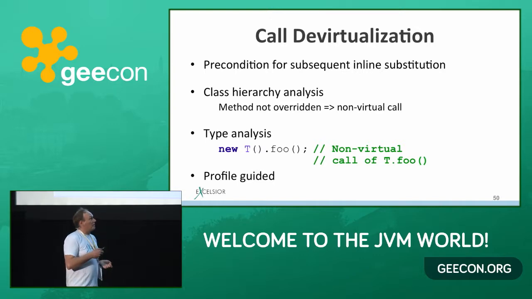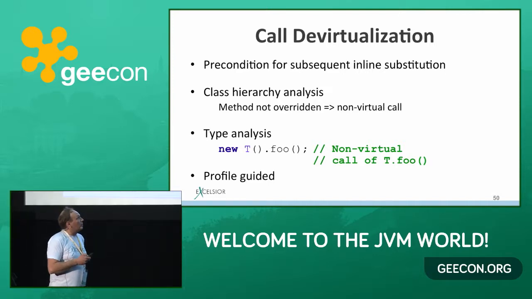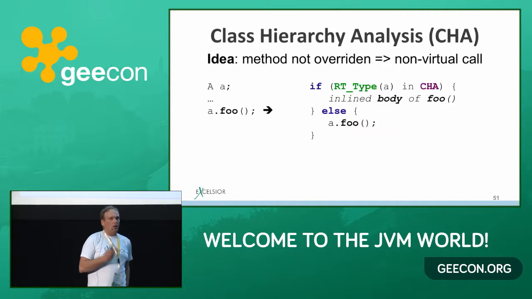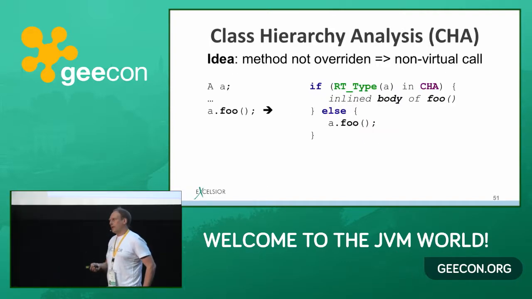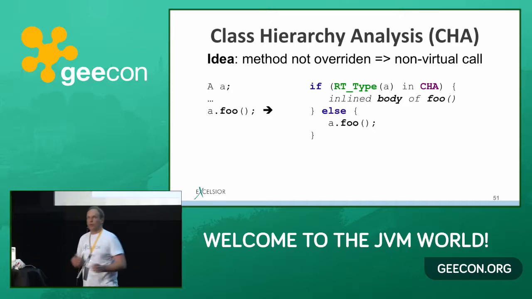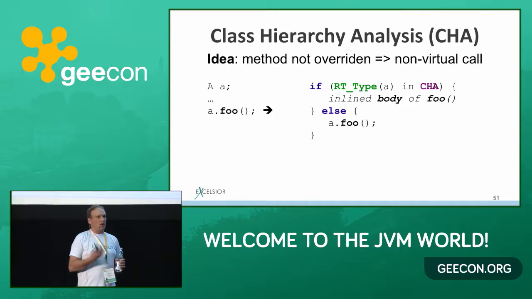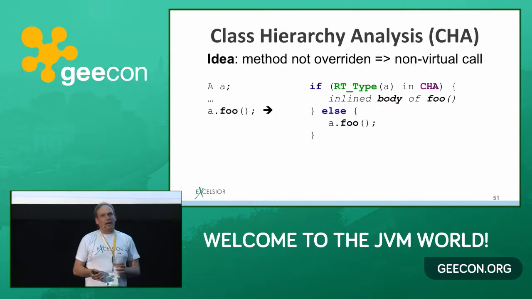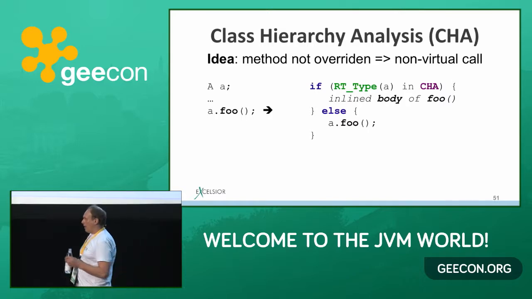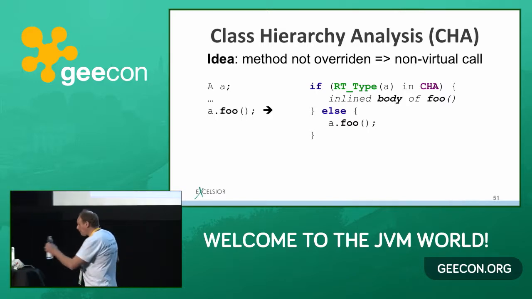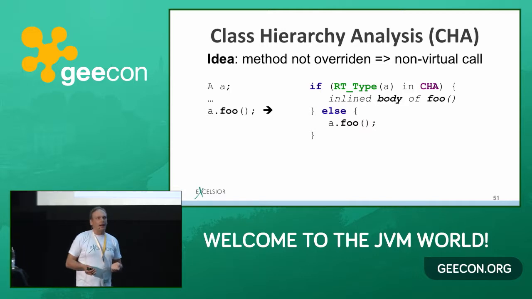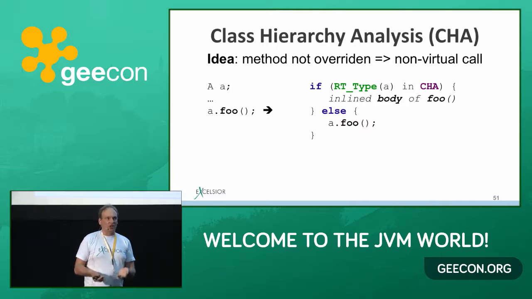And method call devirtualization can be based on the following three techniques. It can be based on class hierarchy analysis, type inference analysis, and profile-guided optimizations. Let's consider them. The idea of class hierarchy analysis, or CHA, is very simple. We traverse the class hierarchy to take note of the methods that are not overridden. It means that we can call them directly. And dynamic compilers can even inline such methods unconditionally.